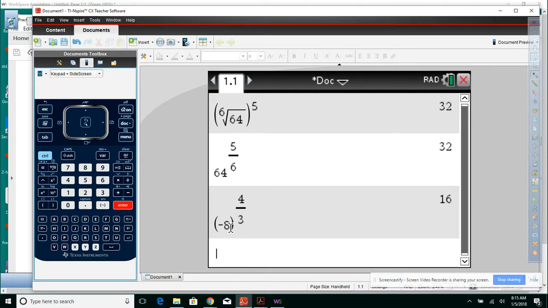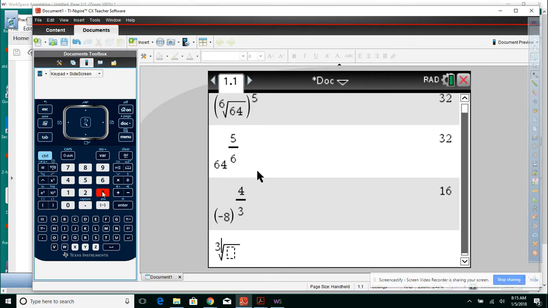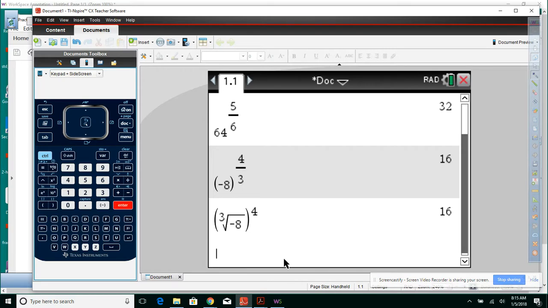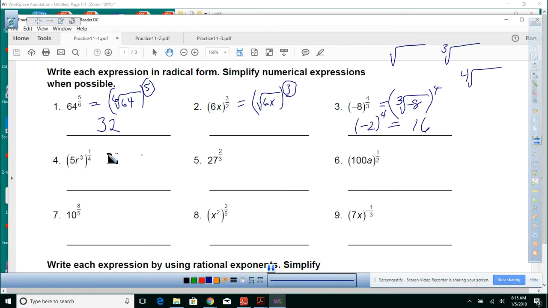Well, hold on, that radical. Remember, square roots don't have a negative, but cube roots do. Cube roots can have a negative. So let's try that. The cube root of -8, and then close parentheses, caret 4. That's going to give you 16 as well. Okay. What about number 4 here?